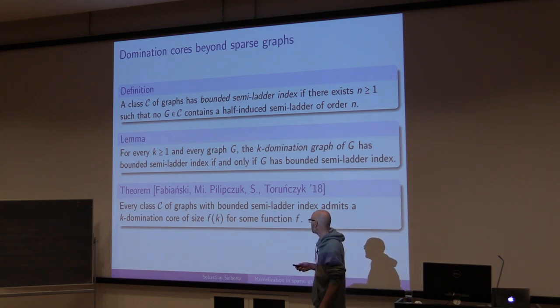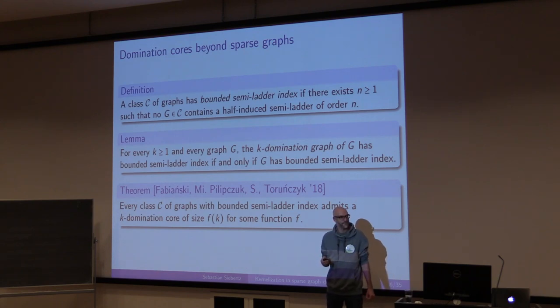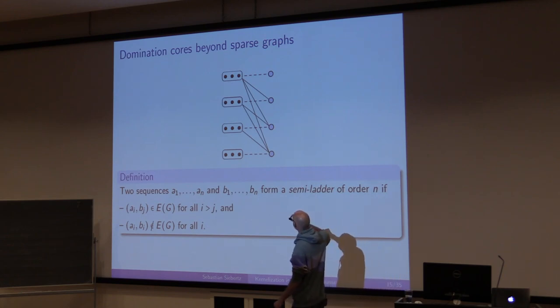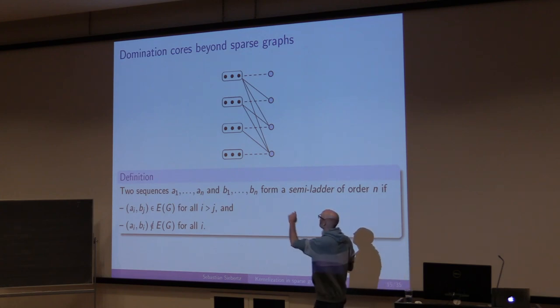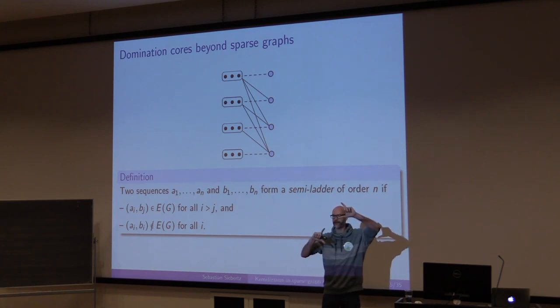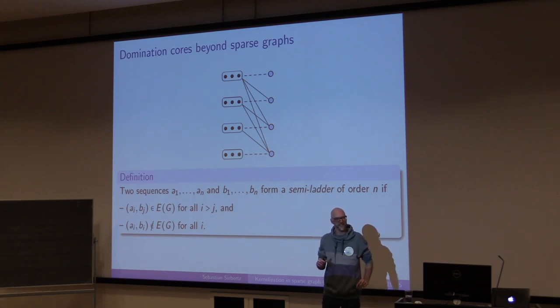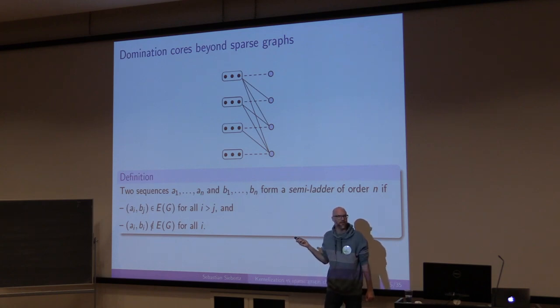And now the interesting question is, which classes of graphs actually have bounded semi-ladder index? If you look at this picture, you see that a semi-ladder will always give you, if it's long enough, a large complete bipartite graph. If you look at the upper part and the lower part of the semi-ladder, this part here is a complete graph. So in particular, for biclique-free graphs, you will get the domination cores by this algorithm.